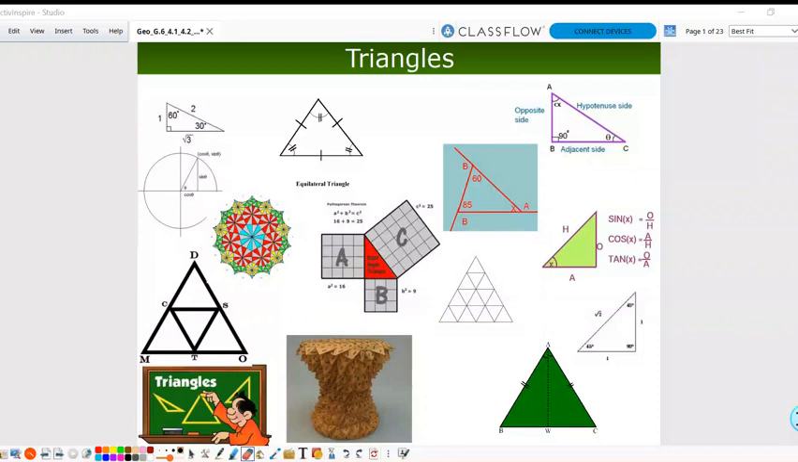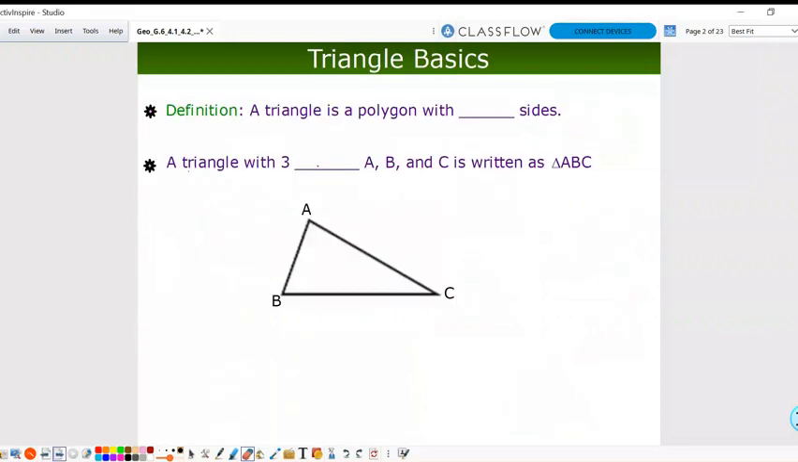In this video, we'll take a look at some triangle basics. A triangle is a polygon with 3 sides. A triangle with 3 vertices, A, B, C, is written as triangle ABC. We name a triangle with their vertices.